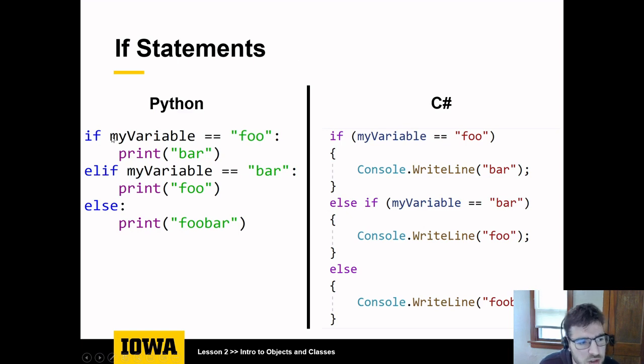So here's your if statements here. These are logically equivalent, but in C# we have parentheses around our conditional, the thing we're trying to verify is true or not. And there's no colon at the end, as there is with Python, but what we do have is these curly braces. So the code that we want to execute if this conditional is true is placed in between these curly braces here. And that's how we write our if statements in C#.